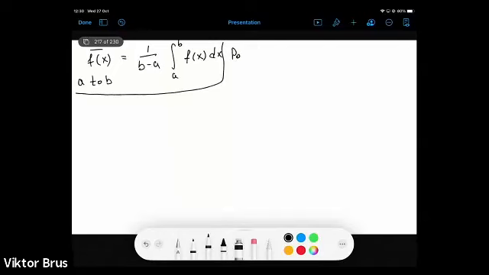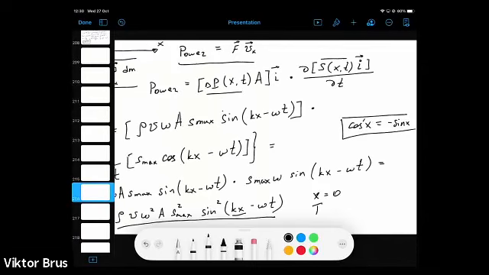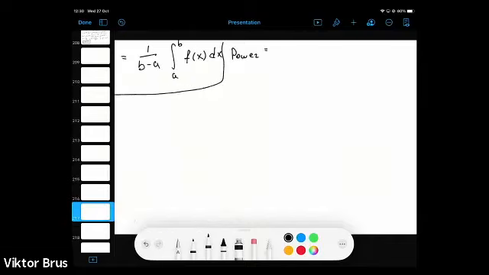So power is equal to... what do we have there? Rho V omega square times A times S maximum square times sine square. And here we consider x equal to 0, so we can write just minus omega t.